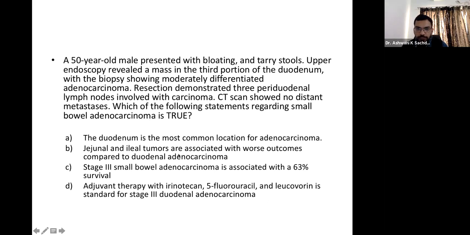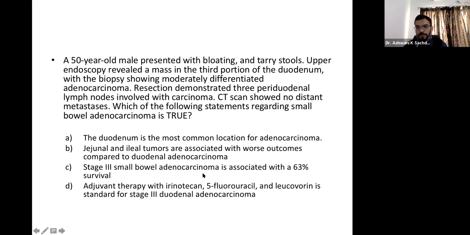So in this case, answer is A, that is correct. Adenocarcinoma, most common location is in the duodenum. Jejunal and ileal tumors are not associated with worse outcome. Actually, they have better outcome than duodenal adenocarcinoma.